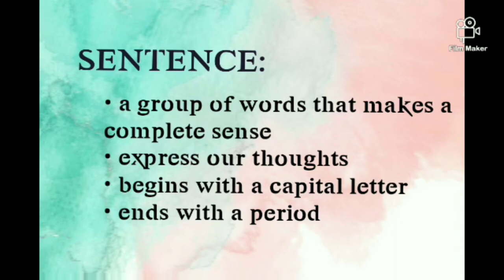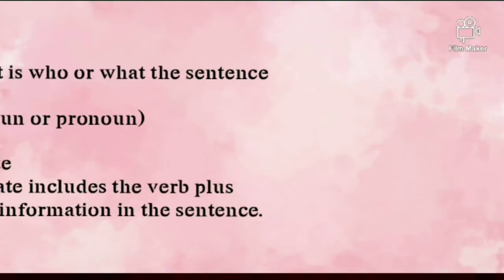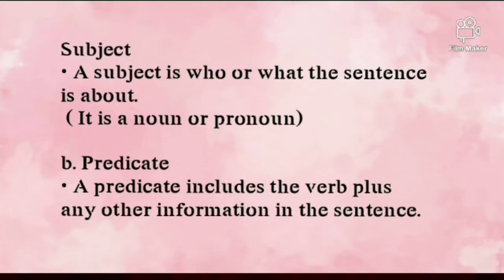So what is a sentence? A sentence is a group of words that makes complete sense and expresses our thoughts. It always begins with a capital letter and ends with a period. And the two parts of a sentence are subject and predicate. A subject is who or what the sentence is about. That is, it can be a noun or a pronoun. And the predicate includes the verb plus any other information in the sentence.